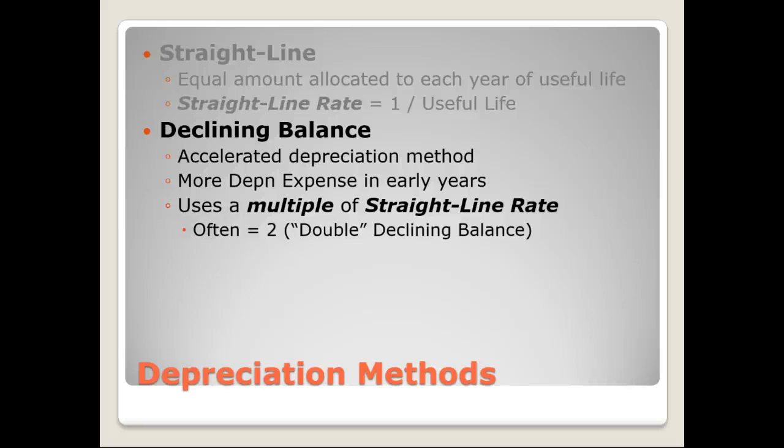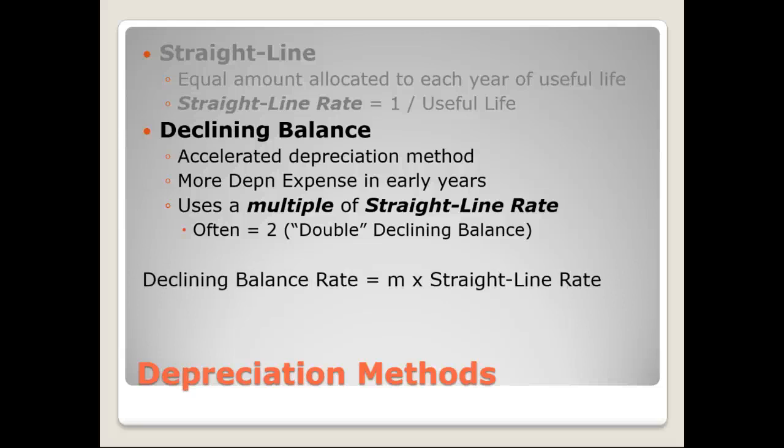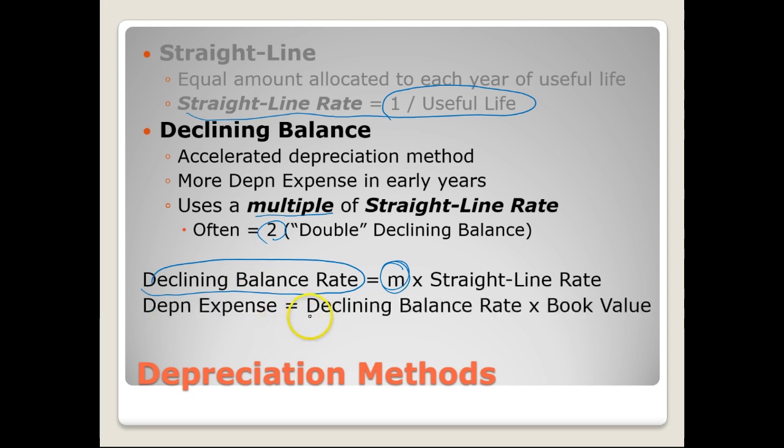Now, that multiple of the straight line rate is often 2, which is why we often call the declining balance rate the double declining balance method, because we are often using 2. And how do we then solve for this? Well, we figure out what the declining balance rate will be, which means we take that old straight line rate, the 1 divided by the number of years of useful life, and we multiply it by whatever the multiple is. It'll often be 2. Once we do that, we can determine the depreciation expense by taking that declining balance rate, which might be a double declining balance rate, and we multiply it by that year's book value.